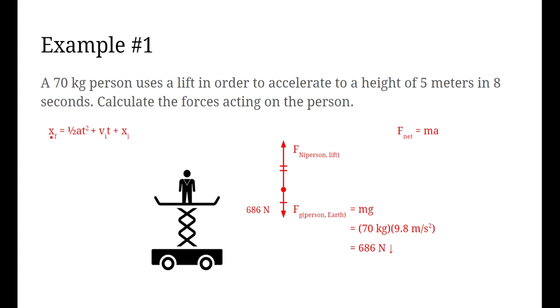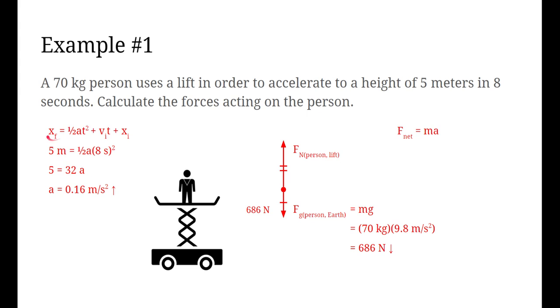Here we know that the person is going to have a final position of 5. We know how long it's going to take them, and we know that they're starting on the ground and starting not moving. So we can use this equation, then plug in those values and solve for the acceleration, which will be 0.16 meters per second squared upwards.